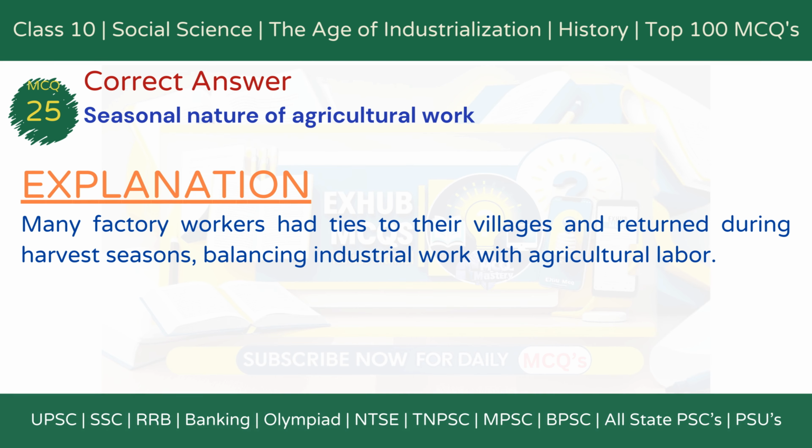The correct answer is option B. Seasonal nature of agricultural work. Explanation. Many factory workers had ties to their villages and returned during harvest seasons, balancing industrial work with agricultural labor.